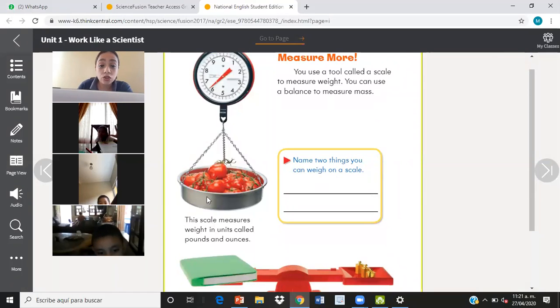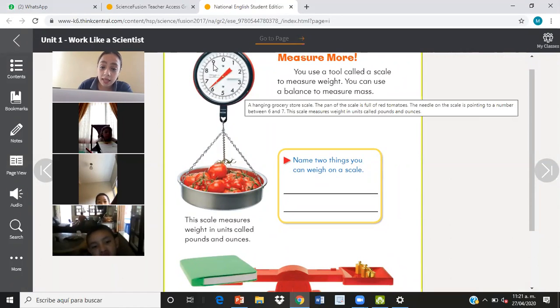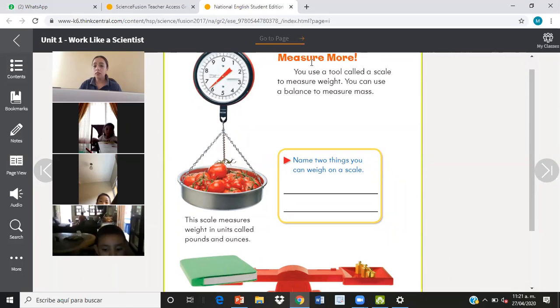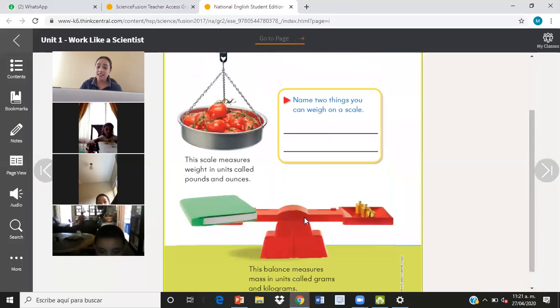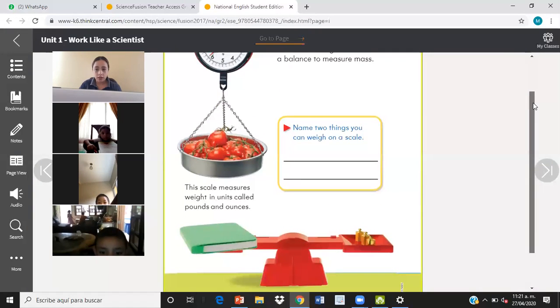We can measure those objects with this scale. The scale measures weight in units called pounds and ounces. Ounces are onzas, okay? Now, measure more. You use a tool called a scale to measure weight. You can use a balance. This is called a balance to measure the mass of an object. Now, name 2 things you can weigh on a scale.